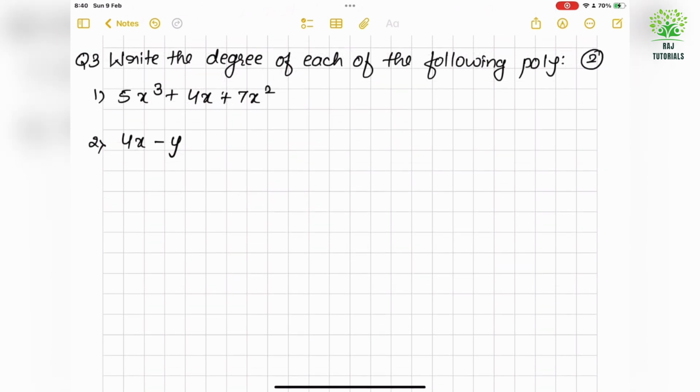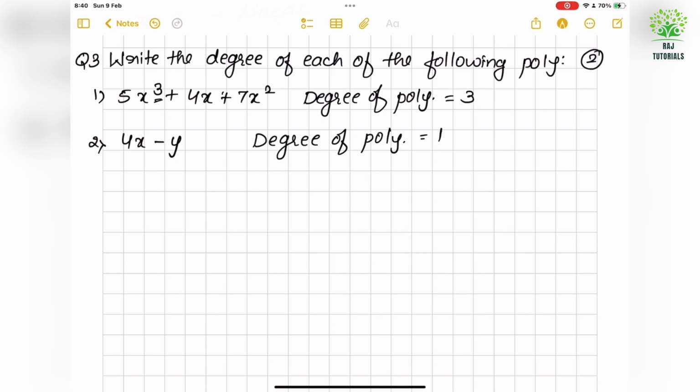The third question says write the degree of each of the following polynomials. First one is 5x cube plus 4x plus 7x square. So the degree of the polynomial will be the highest power. The highest power of x here is 3. So the degree of the polynomial will be 3. In the second one, the degree of the polynomial will be the highest power. The highest power in both is 1. So it will be 1.